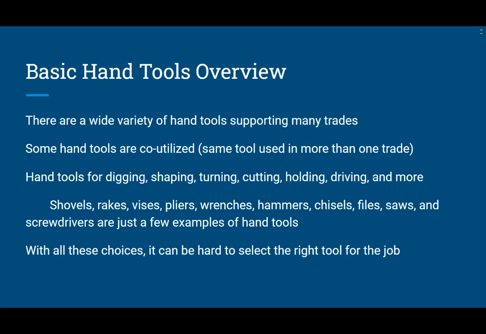So hand tools, we find those that are made for digging, for shaping, turning, cutting, holding, driving, and more. Some of the examples of hand tools: shovels, rakes, vices, pliers, wrenches, hammers, chisels, files, saws, and screwdrivers are just a couple of examples. Now these examples are more categories because there's several different types within each of these headings. So always make sure that you're choosing the right tool for the job, and with all these choices, it can sure be hard to do that.